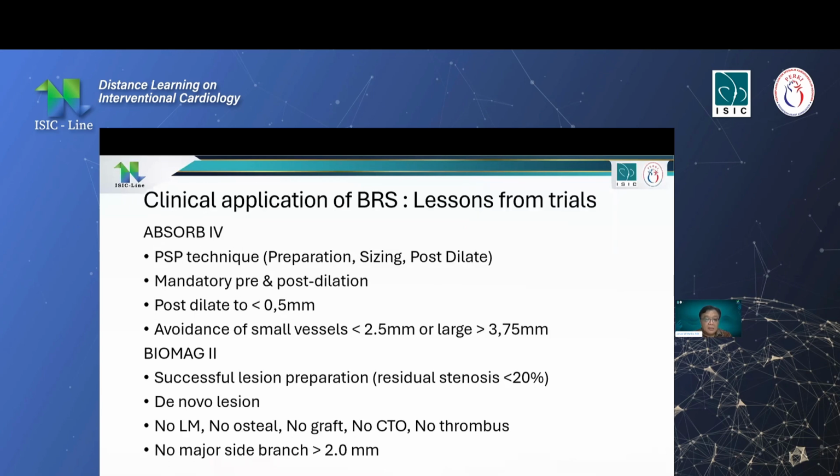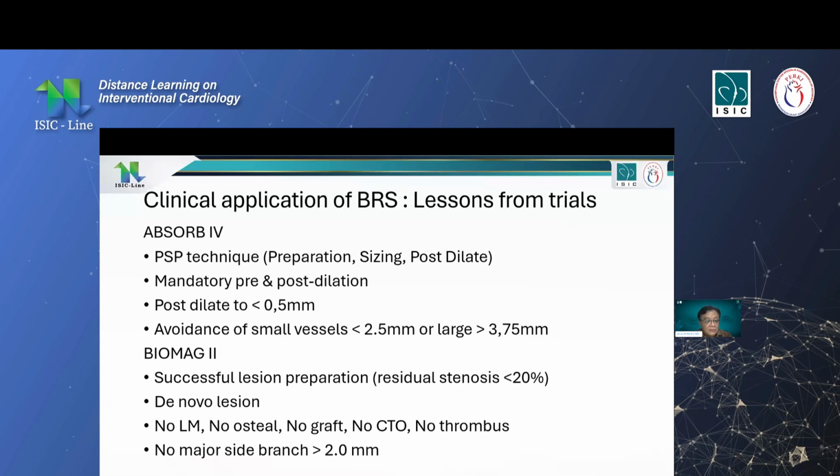Clinical application of BRS, we can learn from several trials. I just put two trials here. In ABSORB IV, we can learn that they use the PSP technique: preparation, sizing, post dilate. Some of the studies also talk about the 4P technique: proper patient selection, preparation, proper sizing, and post dilate. You have to pre-dilate or prepare the lesion very well, and you have to post dilate after you implant the BRS. The post dilation should be around 0.5 millimeters, not more.